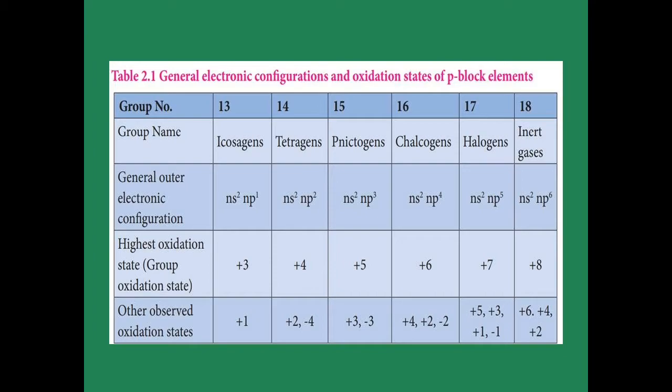In 18th group, when the last 8 electrons are lost, the group oxidation state is +8, and when the last 6 electrons in the p orbital are lost, +6, and when 4 electrons are lost, we get +4. Sometimes 2 electrons lost gives +2 as another oxidation state.